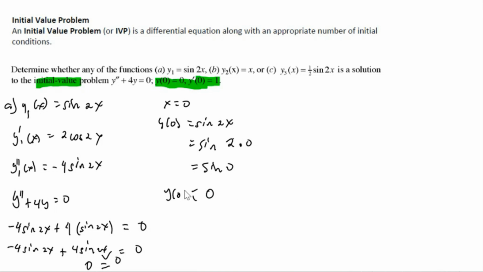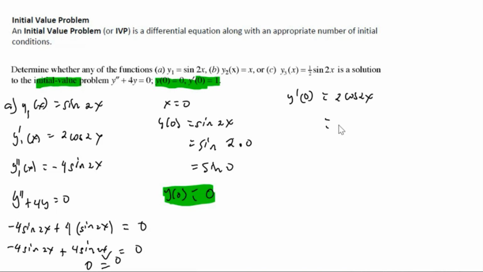Therefore, we have satisfied the first initial value condition. So we have satisfied the first value condition. We have y sub 0 is equal to 0. Now, for using the other condition, we have y prime.